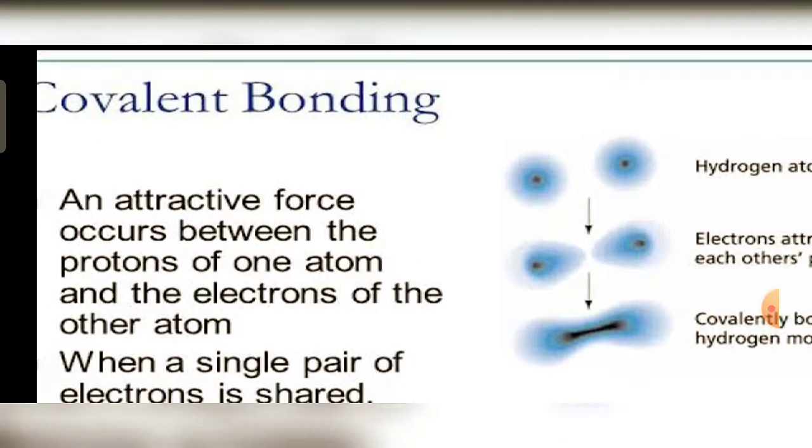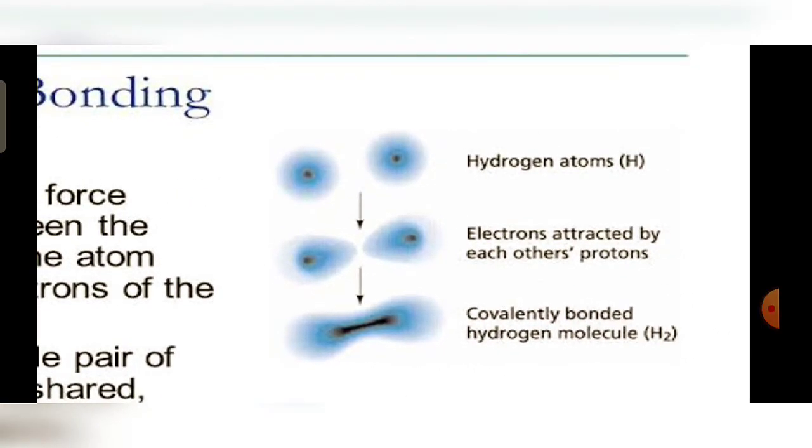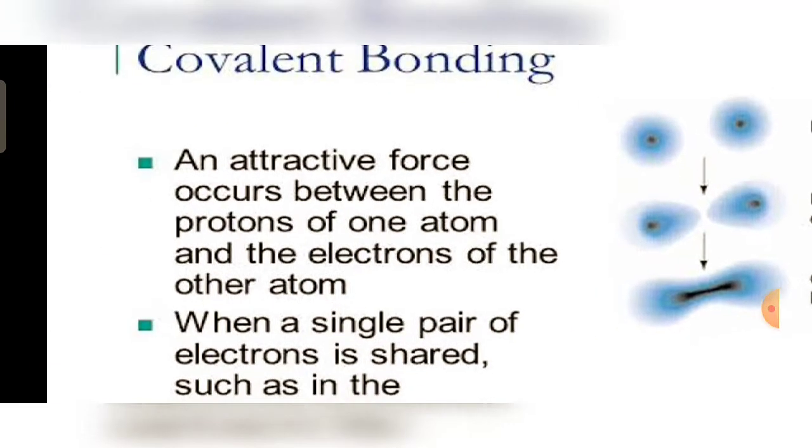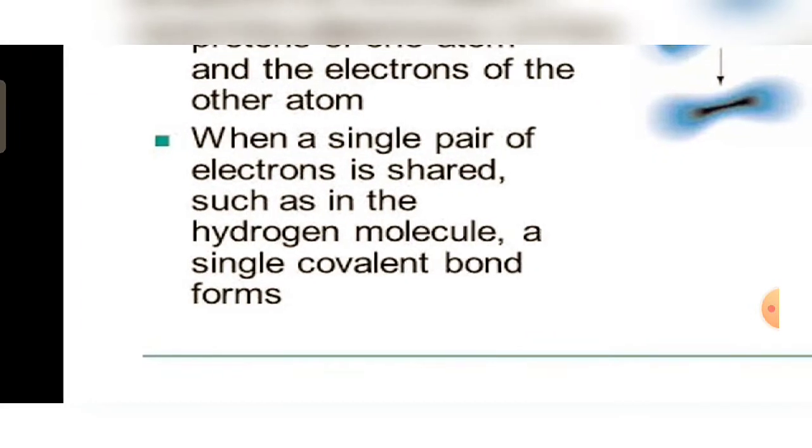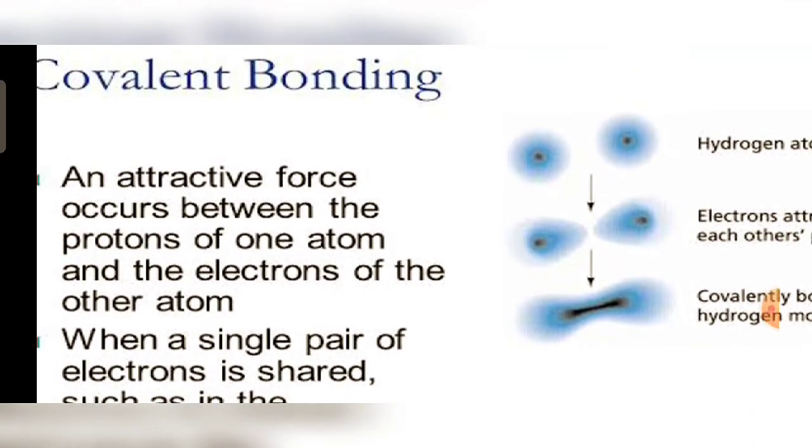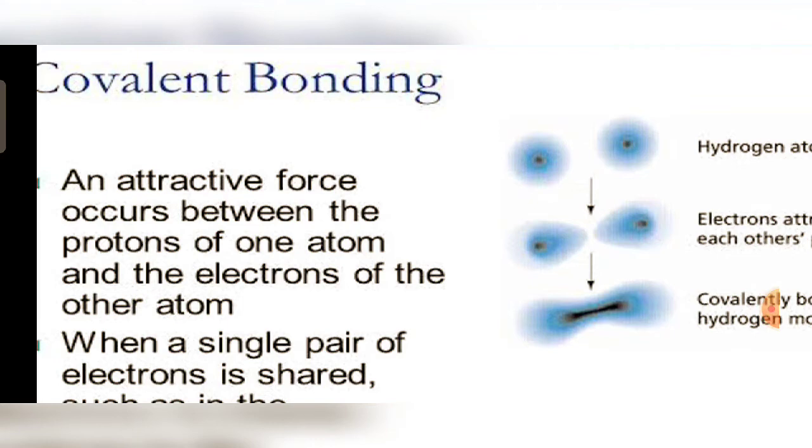For example, when a single pair of electrons is shared, such as in the hydrogen molecule, a single covalent bond is formed. Because both hydrogen atoms have one electron in their outer shell, they will share these electrons and complete their duplet and form the H2 molecule. That's why a single bond formation occurs. In the single bond, two electrons are involved, which is called the bond pair or shared pair of electrons.